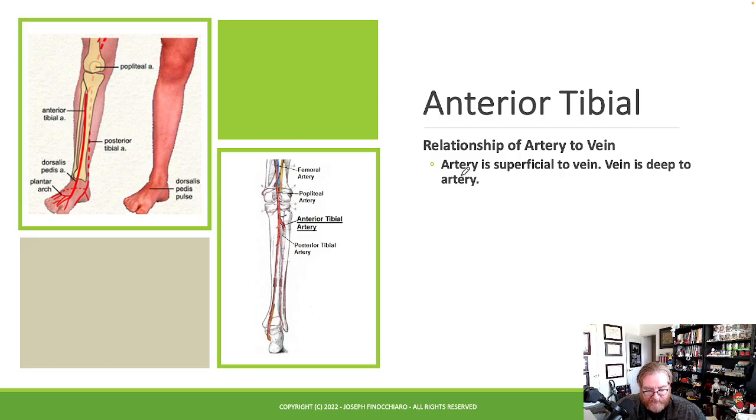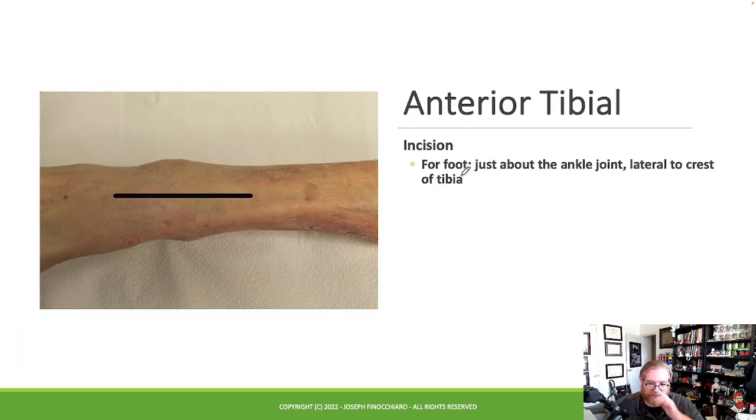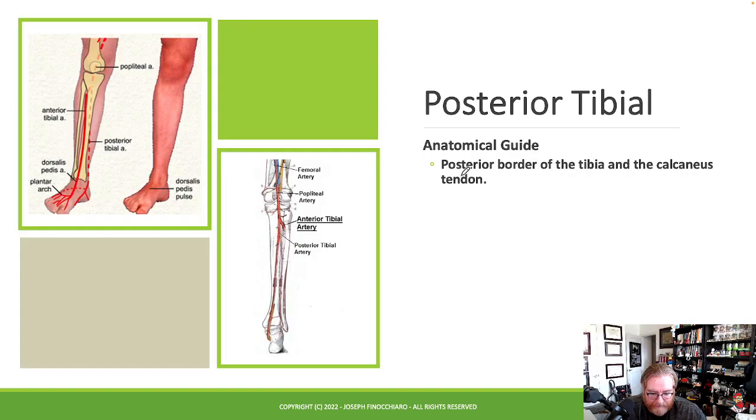The artery is superficial to the vein. Belly button rule applies. The vein is deep to the artery, and we do access this normally coming down from the top. For the foot, the anterior tibial, the incision is just above the ankle joint, just like I told you folks, because that way you can shoot up the leg or down into the foot.